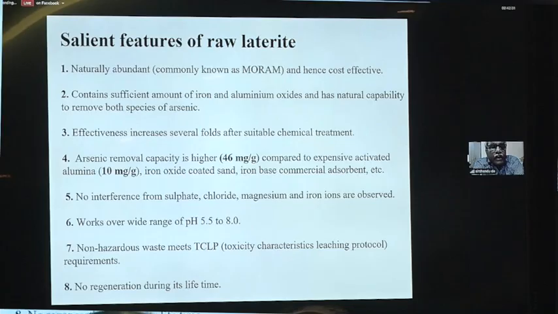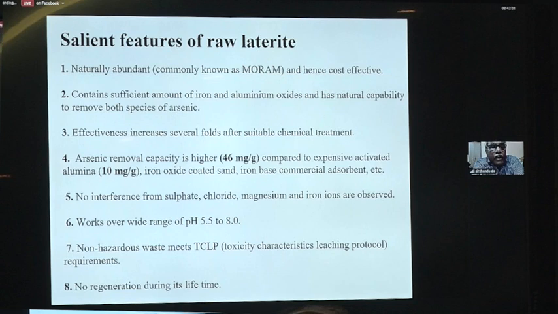So we started to find out the salient features of raw laterite. Laterite is commonly known as moram, and there are vast quarries of lateritic soil available in various parts of West Bengal and the Chotanagpur plateau. So it is naturally and abundantly available. The raw material that we are going to use for arsenic removal is not synthetic. It is naturally and abundantly available, and therefore it is cost effective.